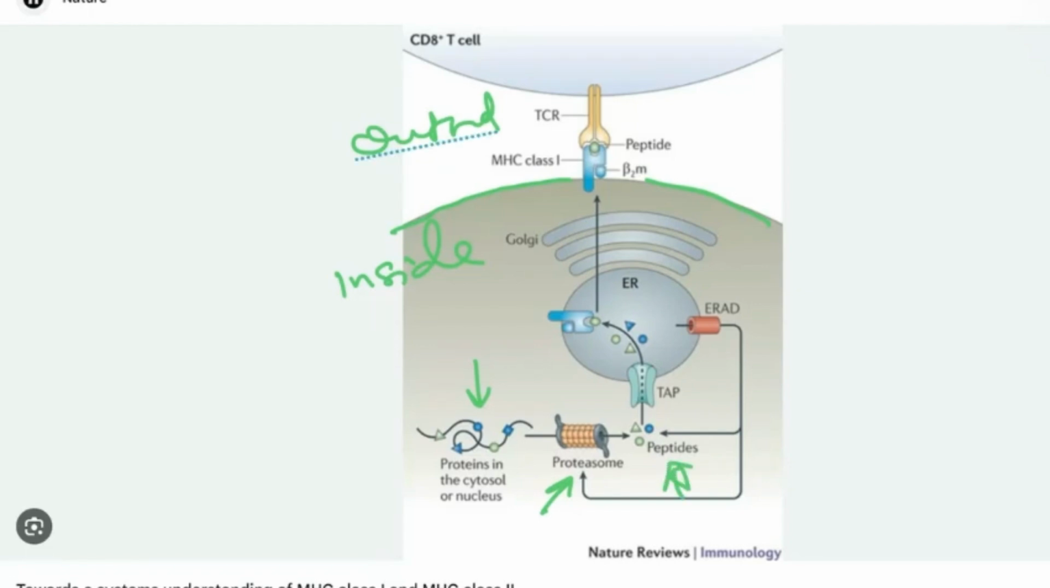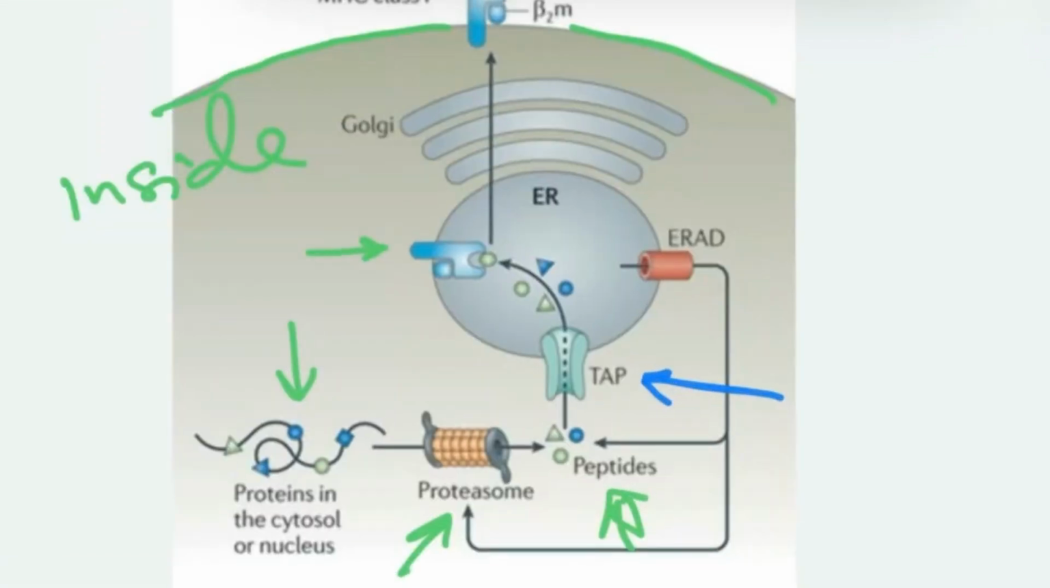Those peptides now enter the endoplasmic reticulum, which is here, right? And how do they get into the endoplasmic reticulum? Very important for you to notice this. They get in using this protein called TAP, all right? This protein called TAP, very important. This is a pump or a channel that allows the cytosolic proteins to enter the endoplasmic reticulum so that they can now sit on top of the MHC1.